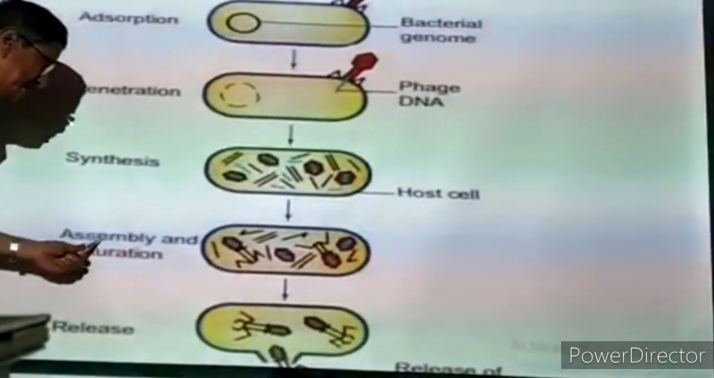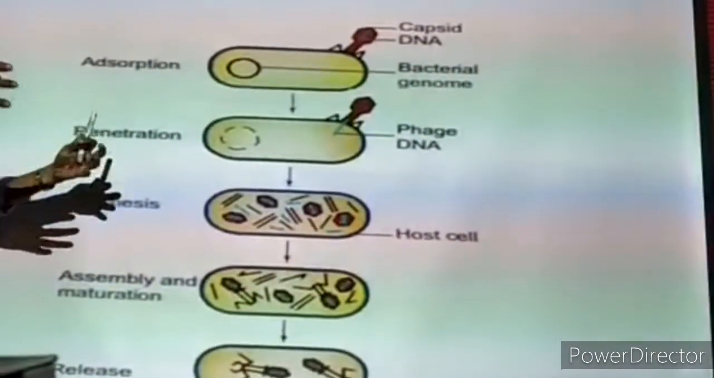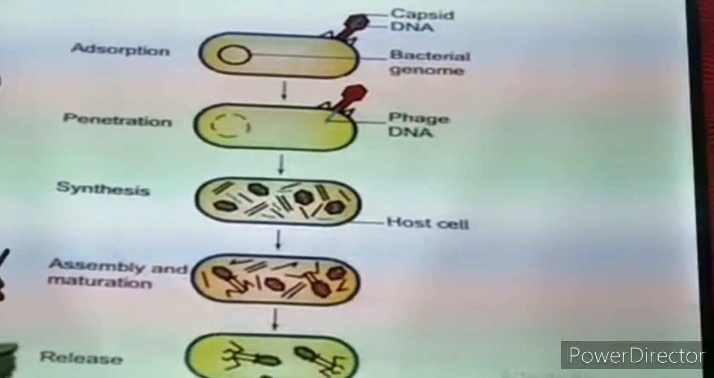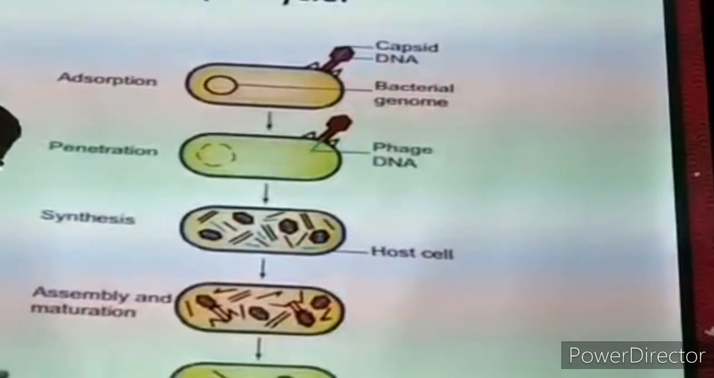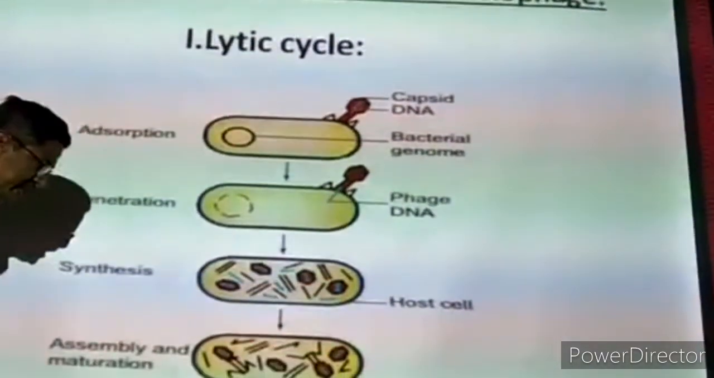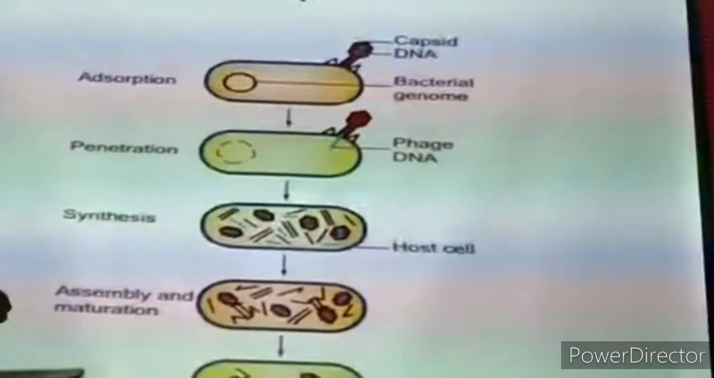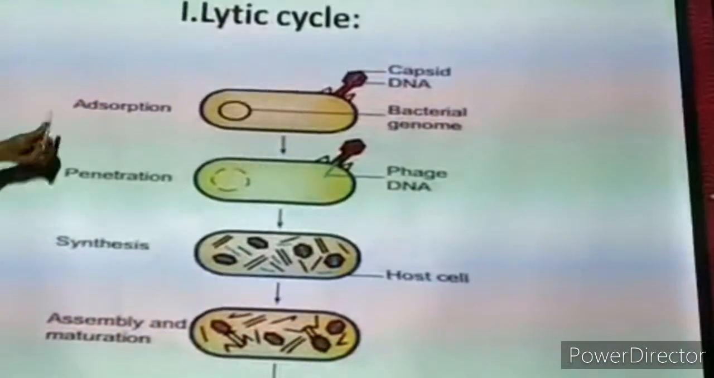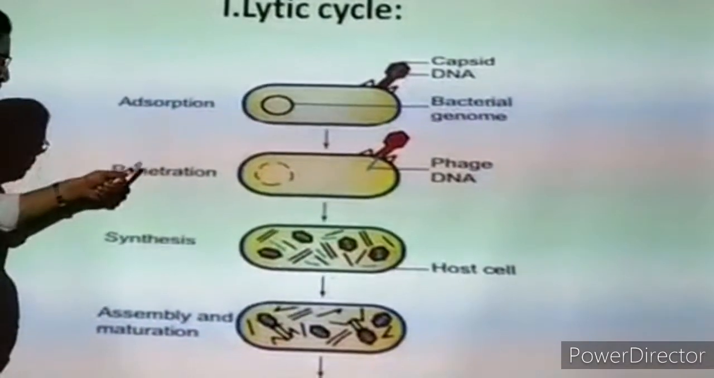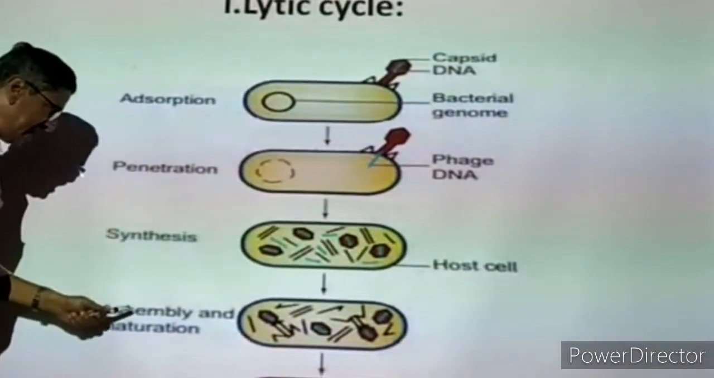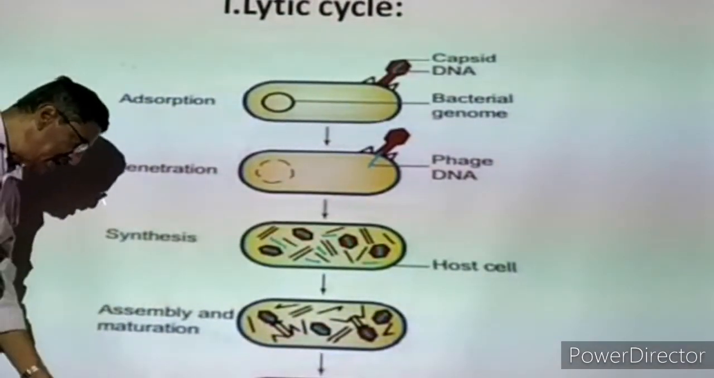Fourth one is assembly. That means viral particles are assembled, forming the virus structure. It is also called the maturation. And the last one is release. The viruses are coming out of the bacterial cell. So the 5 stages are adsorption, penetration, synthesis, assembly and maturation, and release.